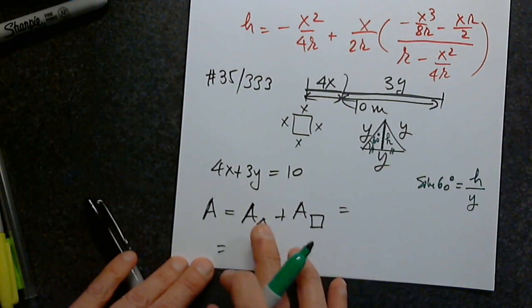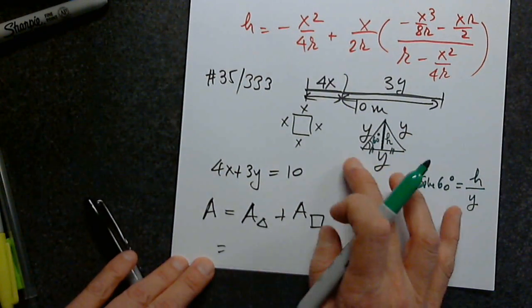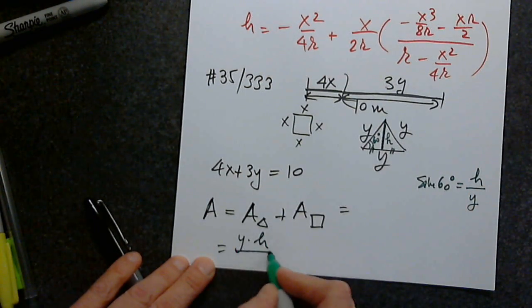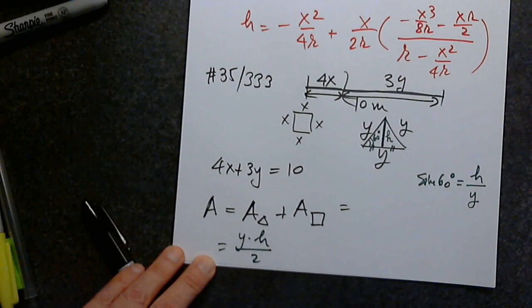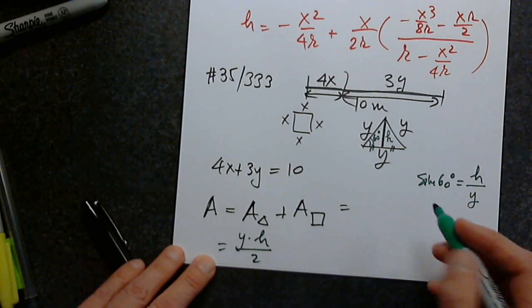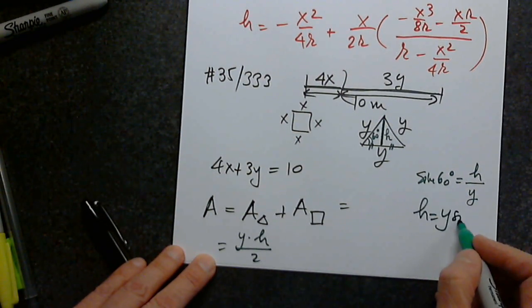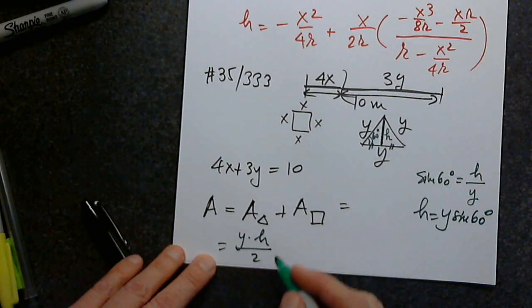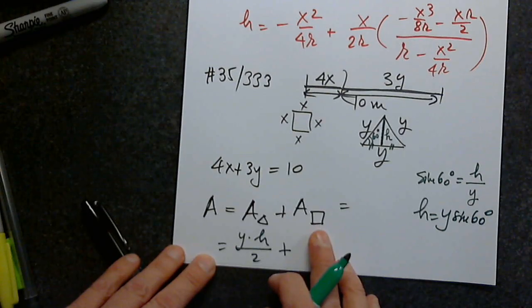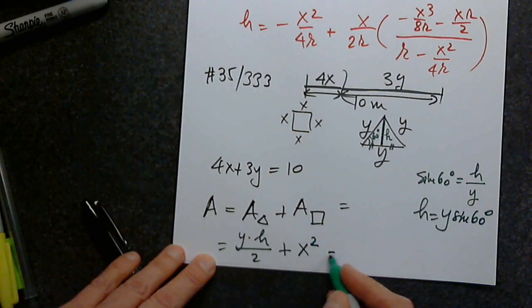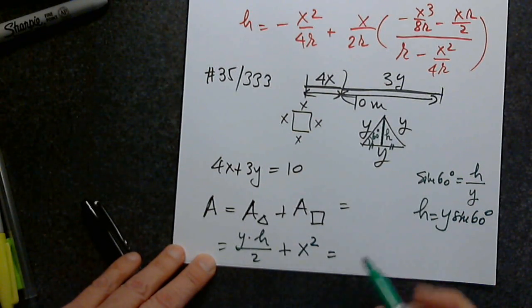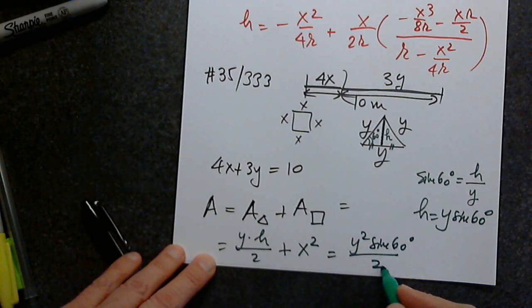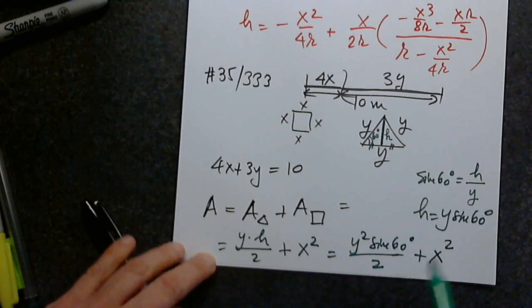So therefore, I can write the area of the triangle as y times the height divided by 2. And I'll find the height in a minute. What is the height? Just cross multiply. y sine 60. Plus the area of the square, which is x squared. So this will be y squared sine 60 divided by 2 plus x squared.